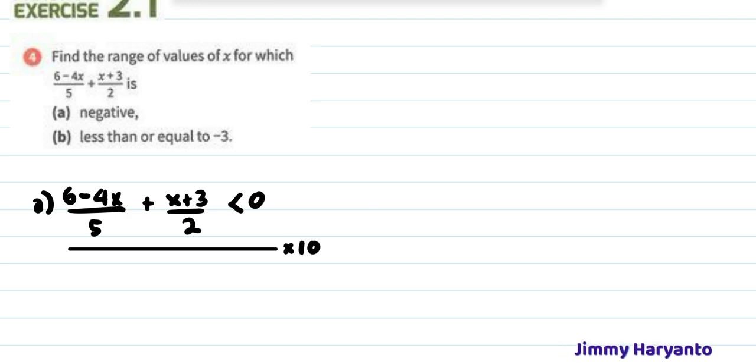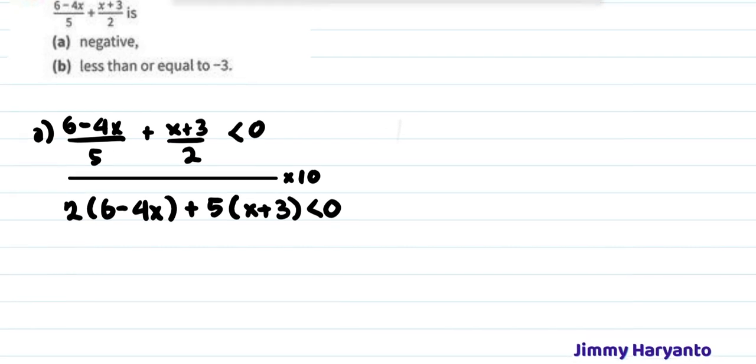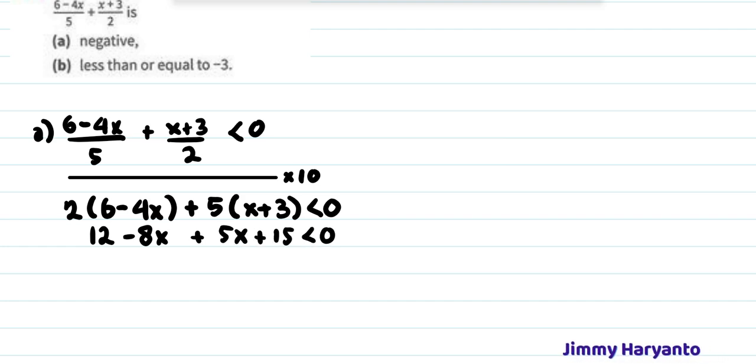So 10 divided by 5 equals 2 times 6 minus 4x, and then 10 divided by 2 equals 5 times x plus 3 less than 0. And then next is, this one is 12, this one is 8x, this one is 5x, this one is 15 less than 0. And then negative 8x plus 5x is negative 3x. 12 plus 15 is 27 less than 0.